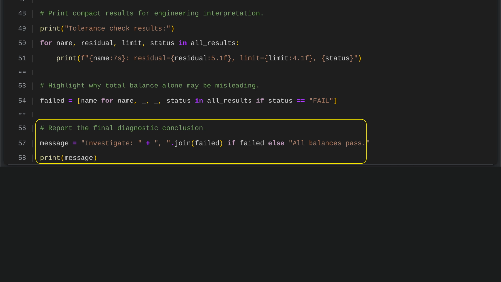The code creates a final summary message for the balance tolerance checks. If any components failed, it tells the user to investigate those components by name. If none failed, it reports that all balances pass, then prints the message as the diagnostic conclusion.